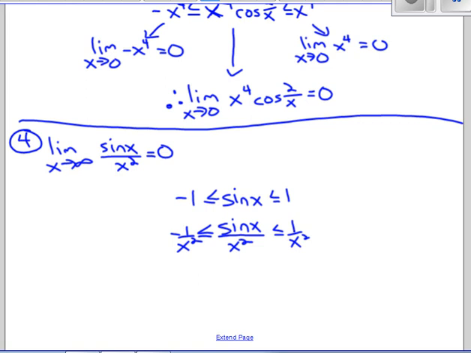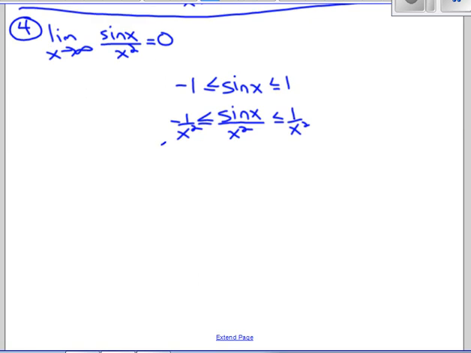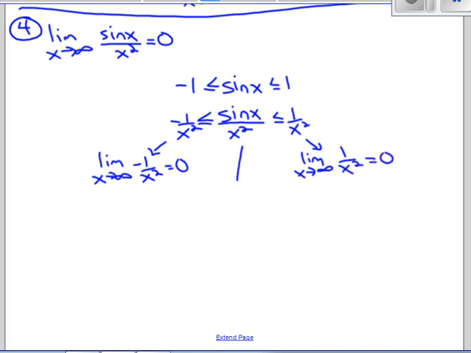And this one's talking about the limit as x goes to infinity. So those are the limits that I evaluate. As x goes to infinity, negative 1 over x squared becomes 0. Negative 1 over really big. As x goes to infinity, 1 over x squared also goes to 0. And that means that sine x over x squared is sandwiched in between them, and its limit must lie between 0 and 0, so it must also be 0.